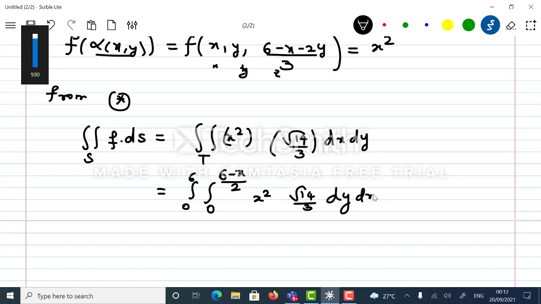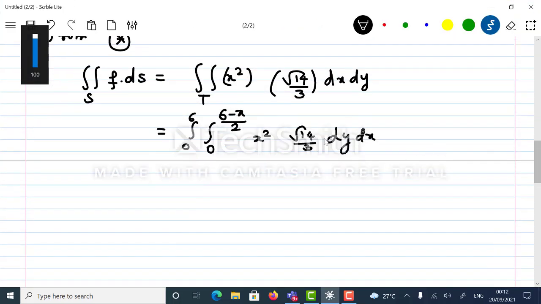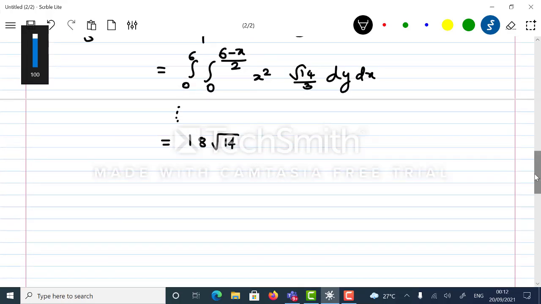So I'm not interested to solve this. I'm sure that you all will solve this, and I will just put the final answer. After solving this, you should get answer as 18 root 14. So this completes the problem number 1. Let me go to the another problem. Question number 2.